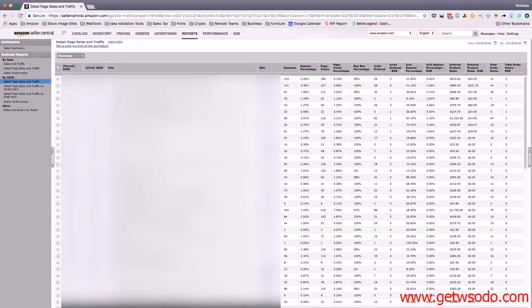And pretty simple, and we have B2B units ordered. So if you made yourself available for the B2B program, this means businesses can buy from you at a discount. These are how many sales that you've gotten for the SKU that are B2B.